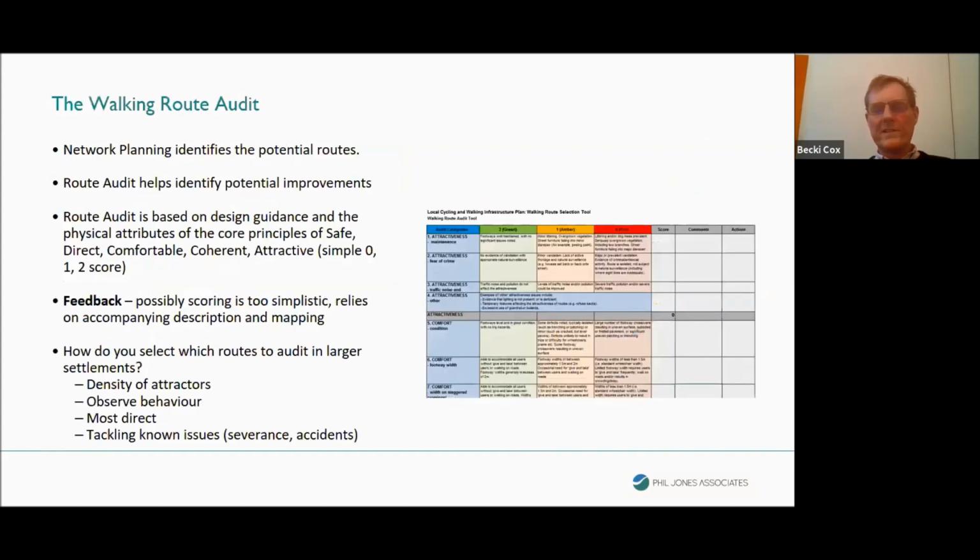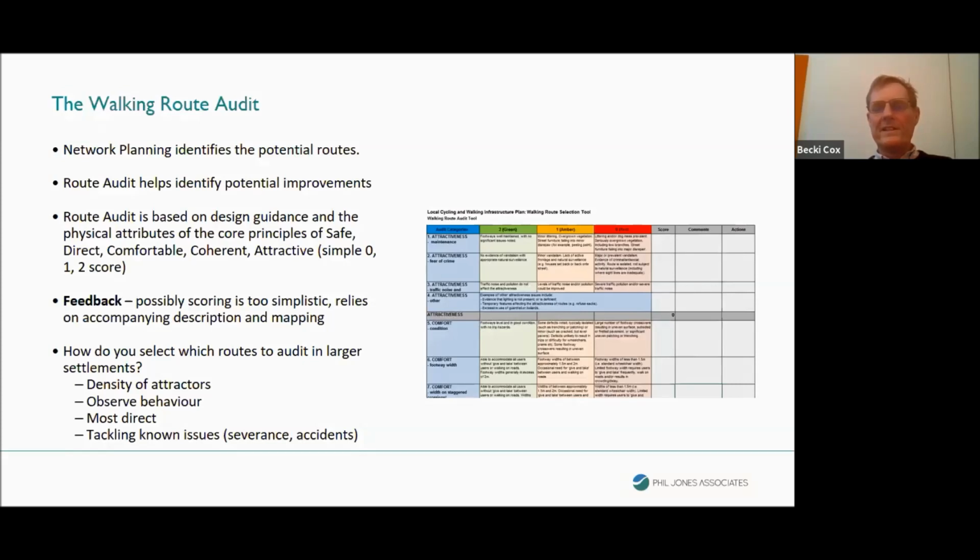And once you've done that kind of planning exercise to identify the potential routes, the route audit is really about looking at how you identify the potential improvements. And the route audit guidance that's within the LCWIP guidance is based on the design guidance principles. So safe, comfortable, attractive, coherent, and so on. And what are the physical attributes that make up each of those principles?